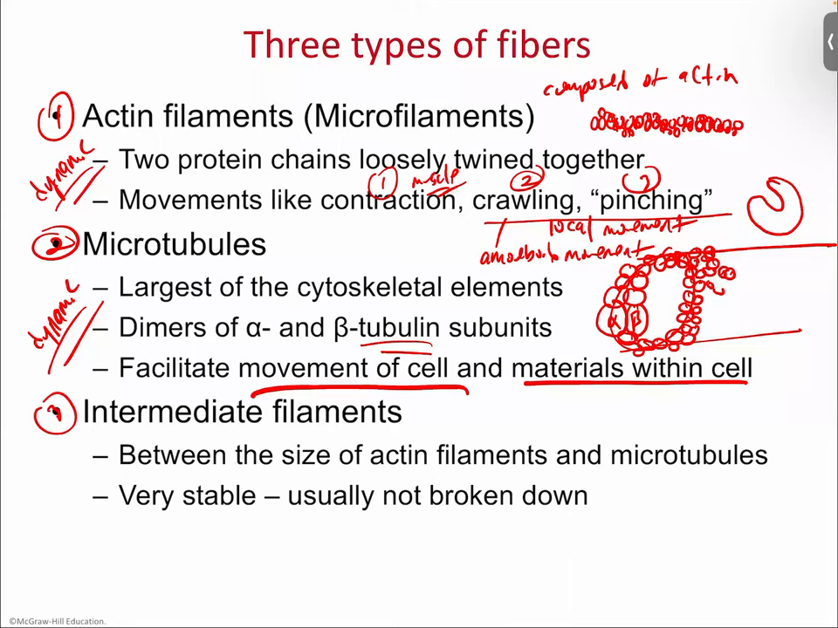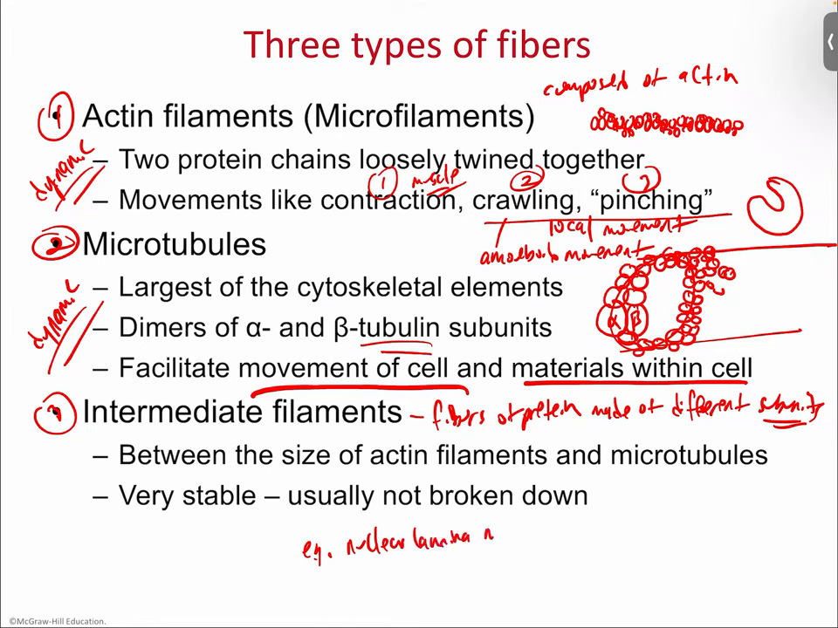The last one, and probably the least fascinating of all of them, is the intermediate filament, right? So this is basically fibers of protein. And it's made of different subunits. So an example is the nuclear lamina, which is made of lamin. But things like hair and nails are made of another intermediate filament, keratin. So we say it's made of different proteins because there's different things that can actually make up a filament.